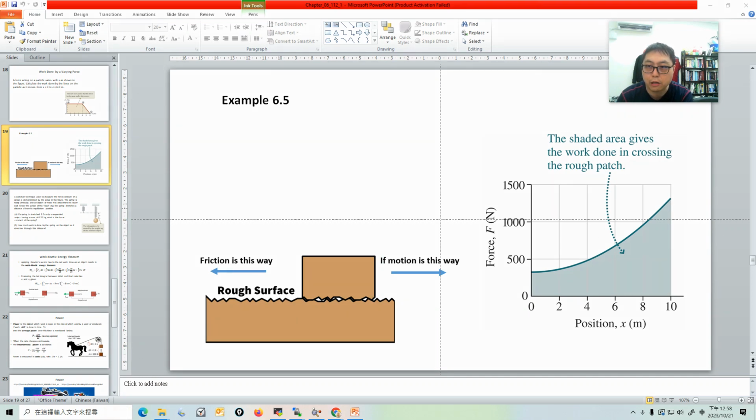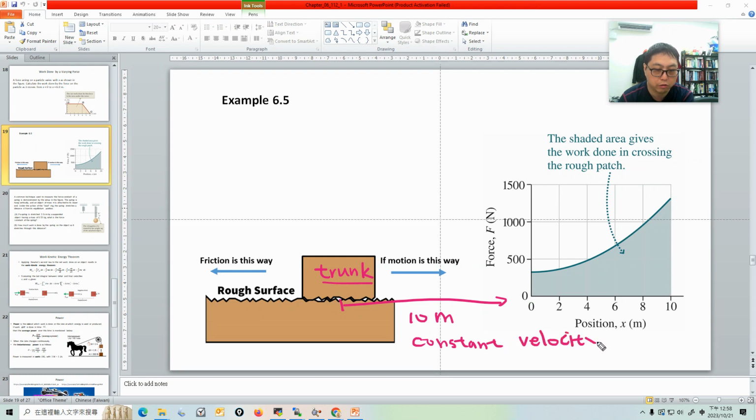There's a bunch of workers. They want to push the trunk, a car trunk. Let's say a trunk, and push the trunk over 10 meters on a rough surface, and they want to move the trunk with a constant velocity.